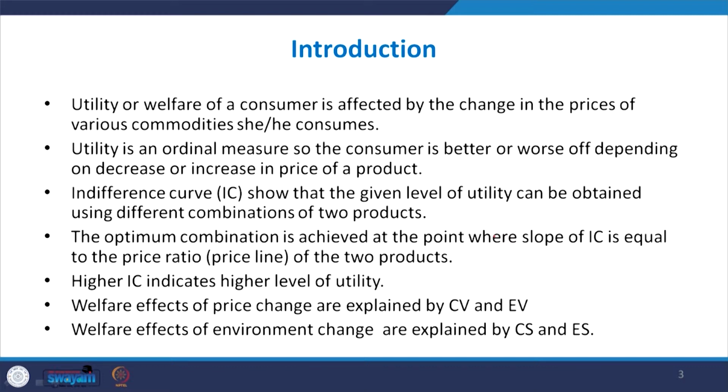I already explained in the previous lecture how we can draw the demand curve for different kinds of products by using the indifference curve. The indifference curve shows that a given level of utility can be obtained using different combinations of two products. The optimum combination is achieved at the point where the slope of the indifference curve is equal to the price ratio or slope of the price line of the two products. A higher indifference curve shows a higher level of satisfaction or utility, and welfare effects of price change can be explained using compensated variation and equivalent variation, and we can also explain the welfare effects of environmental change through compensated surplus and equivalent surplus.